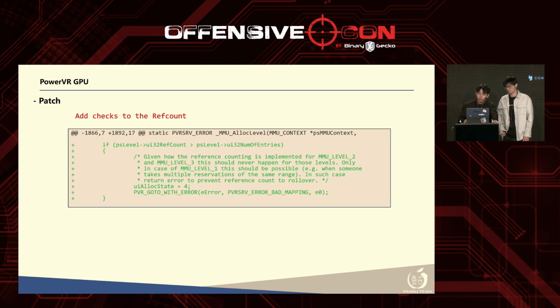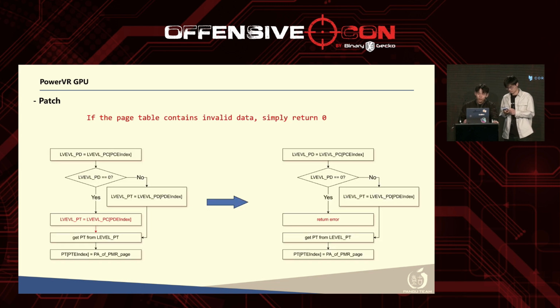Here comes the patch. The patch introduces a check to ensure that the ref count holds a valid value. Additionally, we observed that the map operation is relatively fragile. In fact, this weakness in the map logic was previously highlighted by John Hall from Project Zero in another vulnerability report. However, the PowerVR developer did not take this issue seriously until I reported this vulnerability.